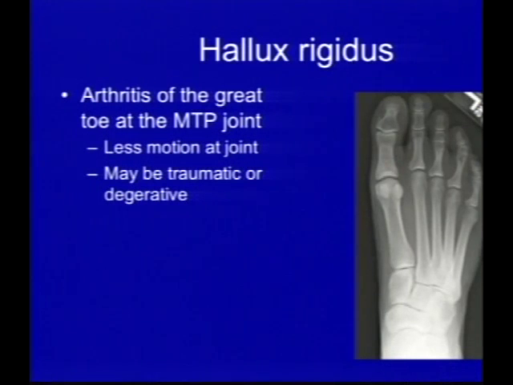Another condition of the front part of the foot is called hallux rigidus. That's just a fancy term for arthritis of the big toe at the joint. Okay? And this is the picture of a normal foot. Remember I said to you, in the body, smooth is normal. You see how smooth these joints are? They're perfectly round. In fact, even though they undulate, they're perfectly round. So smooth is normal, okay? And we define arthritis as less motion of the joint, and it could be traumatic or degenerative.